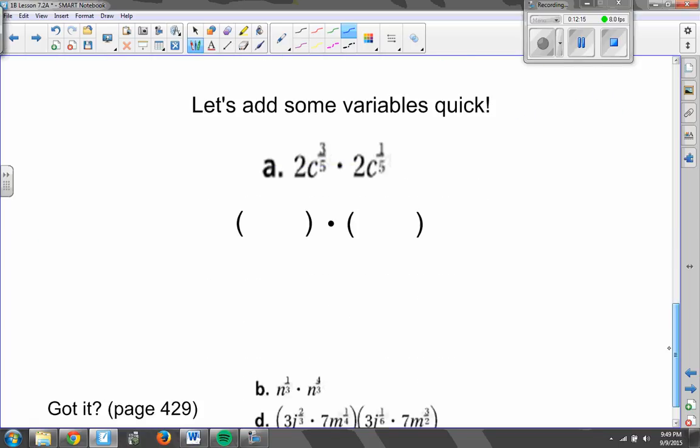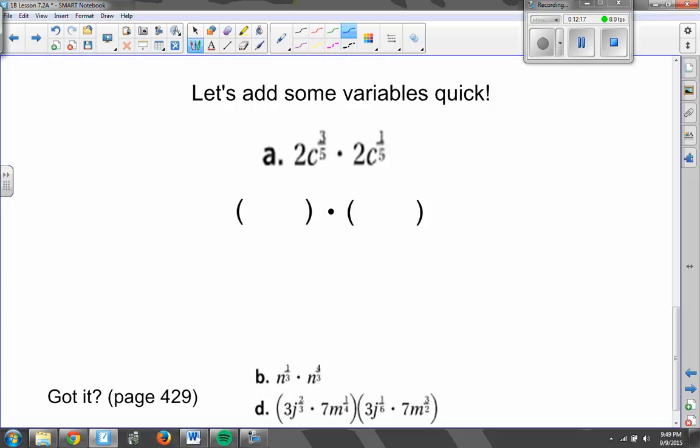Okay. Let's add in some variables real quick. If you look at the top of the next page, page 429, this is our last example. We now have some expressions with letters, variables, and numbers all in them. And we're being asked to simplify those down. So we've been doing that a little bit back in problem 2 on page 426, where we had whole number exponents and potentially negative number exponents. Now we're going to do it with, yup, you guessed it, fractional exponents.